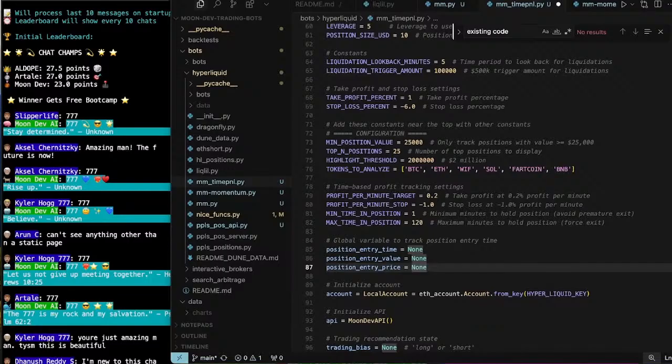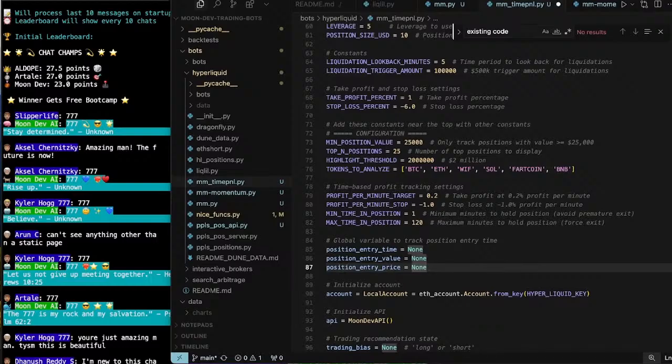Where total P&L percentage is the current unrealized profit loss as a percentage, and minutes in position is how long we've been in the position in minutes. This gives us the average percentage profit earned per minute, which helps determine if a trade is performing well enough to keep or should be closed.